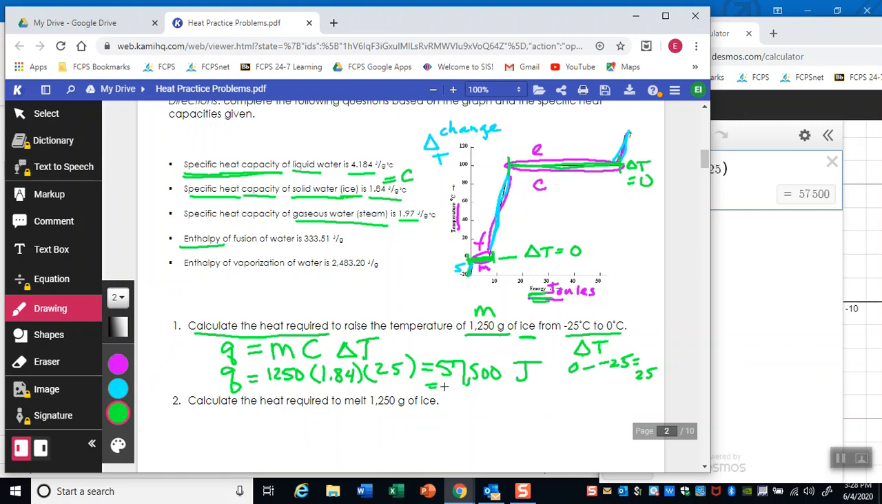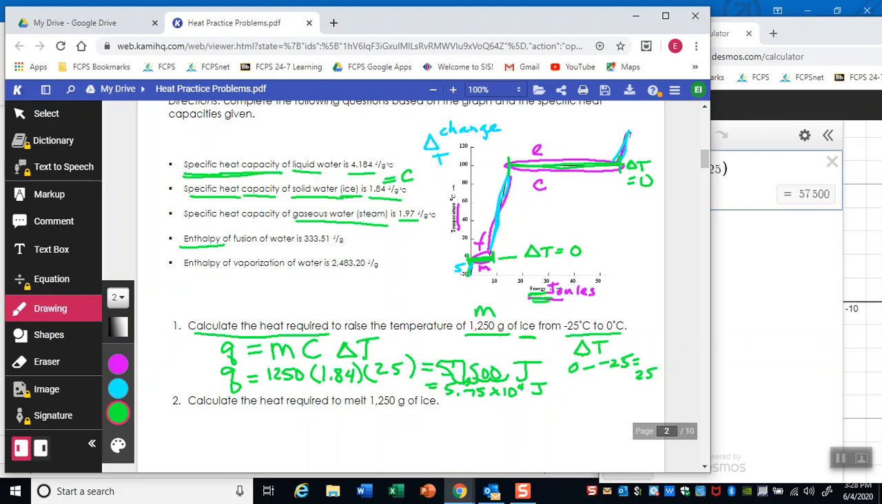If I want to write this in scientific notation, I could say 5.75 times 10, let's see, that would be 1, 2, 3, 4, 10 to the 4th joules. And that is what we practiced today.